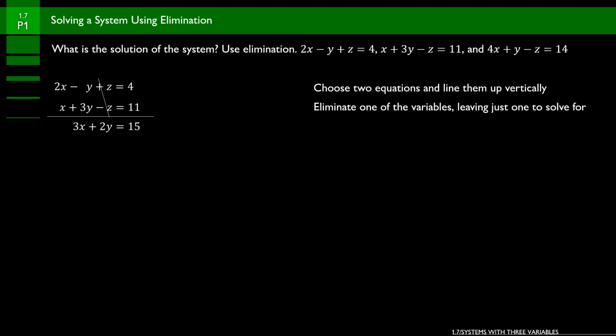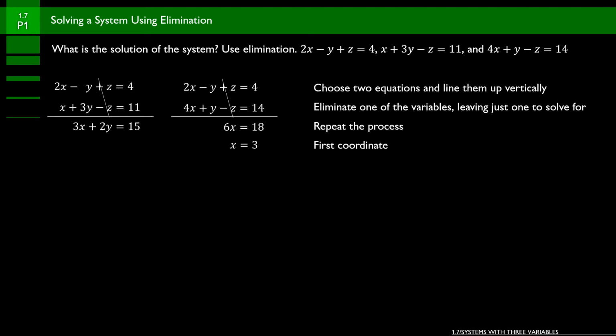Now, I need to do this process one more time. I take 2x minus y plus z equals 4, and then I choose the other equation that I didn't use in the first one: 4x plus y minus z equals 14. Again, the coefficients for the z's are positive 1 and negative 1, so just add whatever you've got left. I get 6x, but then my y's actually eliminate too. So I'm left with 6x equals 18. From here, I can just work out what x is. Divide by 6 and x equals 3.